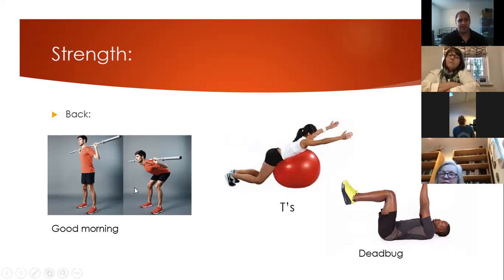So when we're looking at the back, for example, a good morning, controlling how you bend at the hips. This is actually a W. Oh, no, it's actually a V, sorry. But again, this is looking at strengthening the middle of the back. And then the dead bug there, you're looking at strengthening the core as well. So you're looking at lower back, middle of the back, and the core to help support the strength of your back.